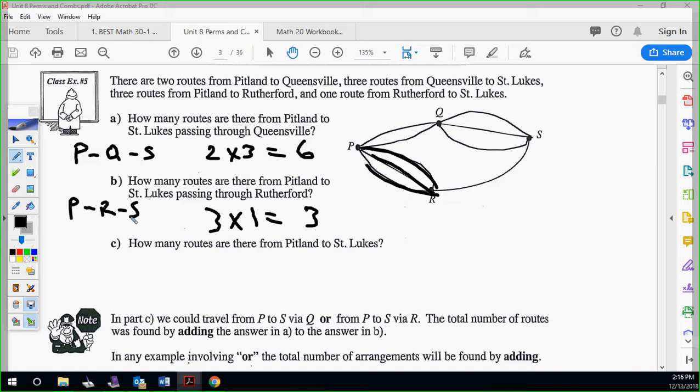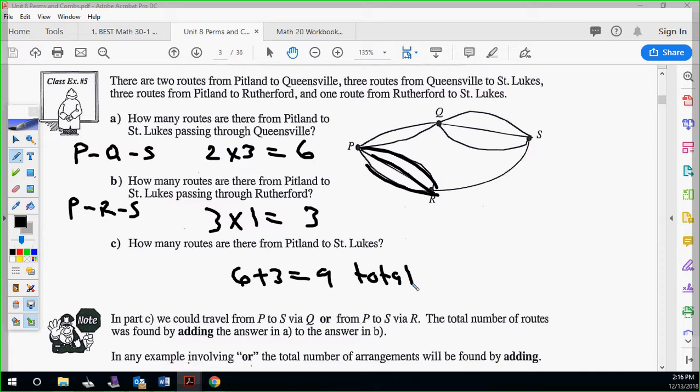So then how many total routes are there from Pitland to St. Luke's from that diagram? Good. 9. Yep, you add these because there's 6 going to Queensland first, and there's 3 going from Rutherford. Very good. You guys got that a lot better in last class. Any other questions with that one?